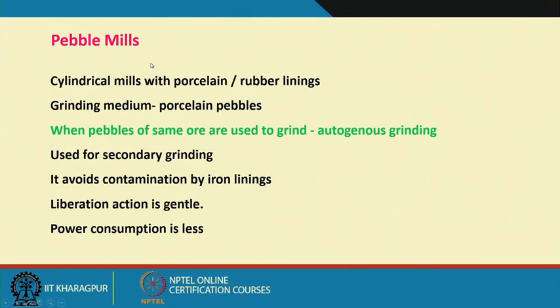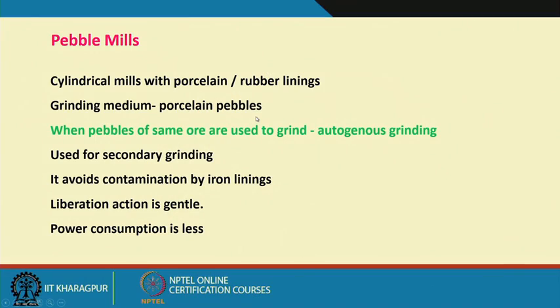There are also pebble mills, which are basically cylindrical mills with porcelain or rubber linings. We make them to protect the mill surfaces from wear. The grinding medium is porcelain pebbles, and when pebbles of the same ore are used to grind, it is called autogenous grinding. As we have already discussed, bigger particles hit relatively smaller particles to generate much finer particles. We do not use any artificial medium in the form of balls or rods, so we call it autogenous grinding.